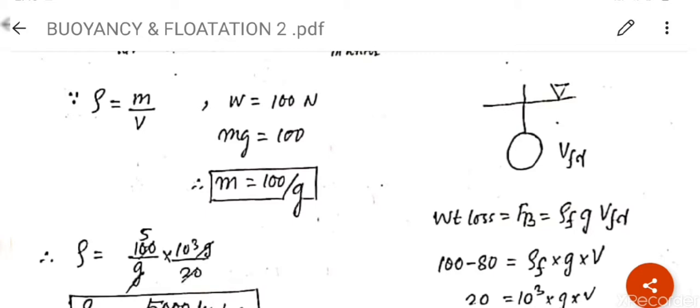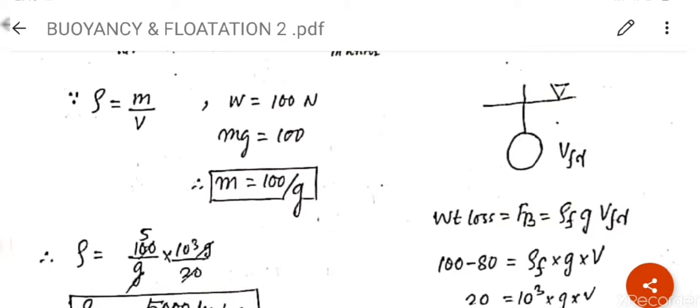So we can write weight loss formula. We know that weight loss is equal to Fb is equal to rho F into g into volume of fluid displaced. Clear? Weight loss T minus T1 already explained. So here 100 minus 80, that is 20. Rho of fluid, that is water, so 10 raised to 3 into g into V as it is. This is equation 1.